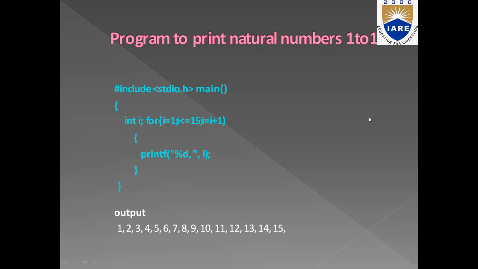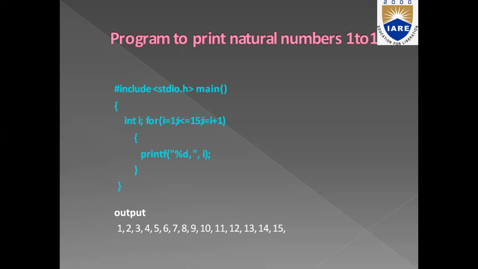Here we are giving int i. We are declaring i as an integer, and then we go to the for loop: for i equal to 1, then i is less than or equal to 15, then i equal to i plus 1. Here i equal to i plus 1 or i plus plus also works. Then it enters the loop: printf percentage d comma i.